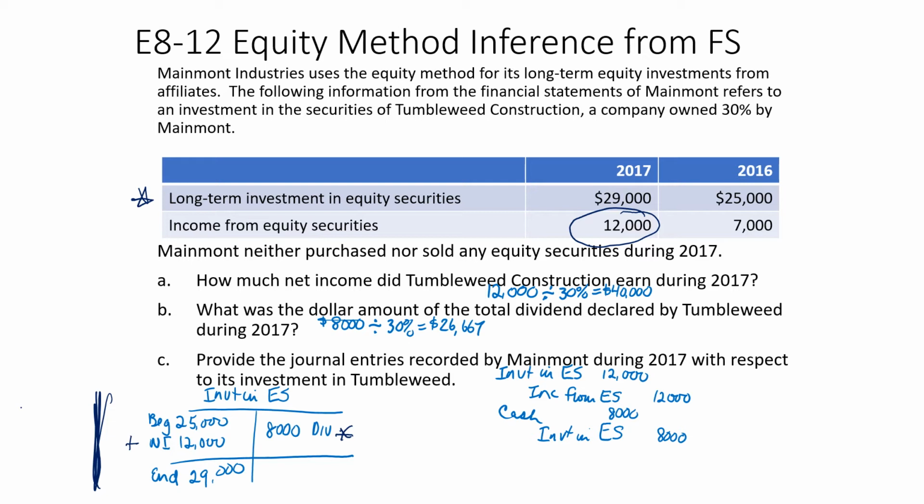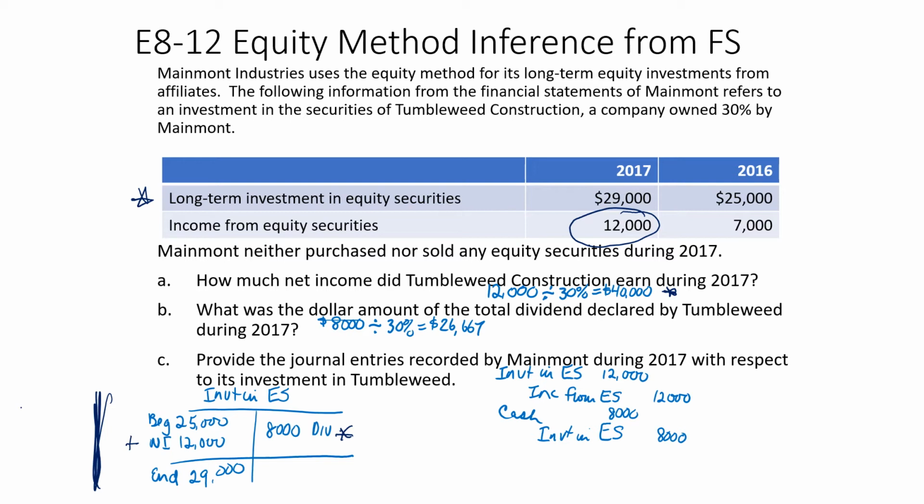Because of that, in Part A, they ask how much net income did this company that we own 30% of, what was its total net income? Well, if 12,000 was our portion and we own 30%, if we take 12,000 divided by 30%, we can see that the total net income for the year for Tumbleweed is $40,000.